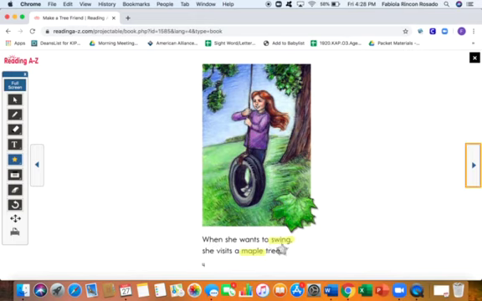When she wants to swing, she visits a maple tree. Now, boys and girls, here we know that the ing sounds like ing. Now, we need to sound out the word and also look at the picture clues. So, when she wants to swing, she visits a maple tree. Here we have another tricky part, a silent E, which makes this letter say its name.